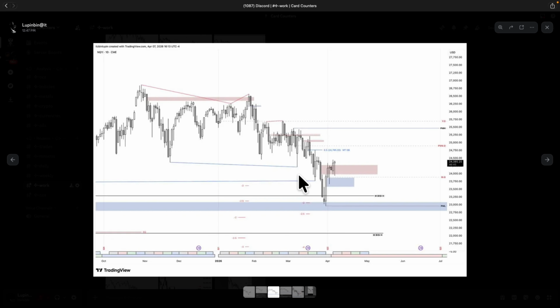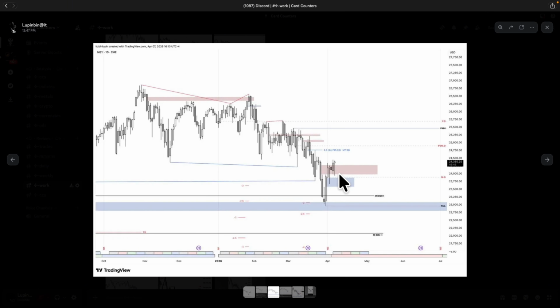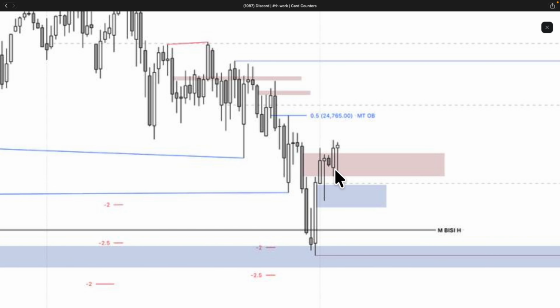And then the next image I ended up putting in, and let's be conscious of time right here, 16:13. The previous images we were looking at were literally at 1500, so it had quite literally only just been an hour. And yeah, that just flies in the face of everything I just said. The daily candle closure is too clean in supporting that bullish order flow. We need to actually acknowledge the fact that an hour ago the daily candle was quite literally approaching under the previous day's opening.